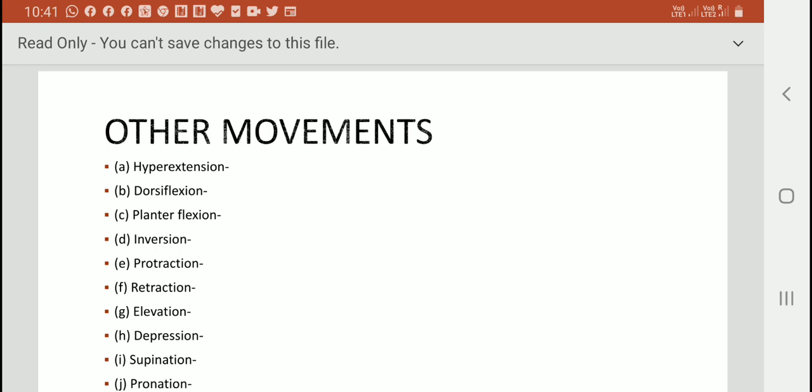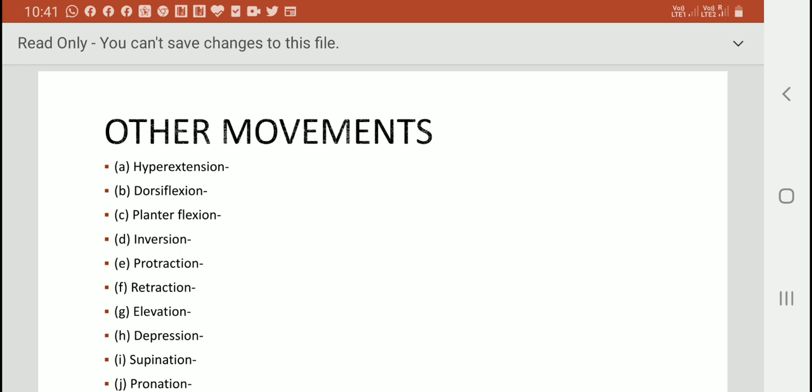Next, plantar flexion. Plantar flexion is bending the foot at the ankle toward the sole, bending the foot downward. Bending the foot downward is called plantar flexion, and bending the foot upward is called dorsiflexion. So both are opposites of each other.